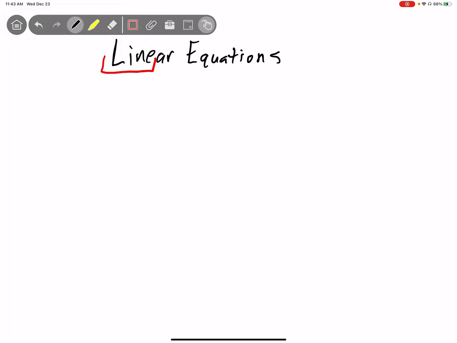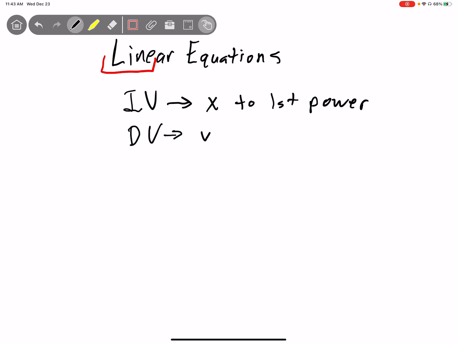So a linear equation can take on a lot of forms. What you need to know is you're always going to have an independent variable. Remember, we're calling independent variables IV, and this is usually x. And it's x to the first power, meaning you can't have x squared, you can't have x cubed. Those are no longer going to give you straight lines. And it's also going to give you a dependent variable, which in most cases is going to be y. And y is also to the first power.